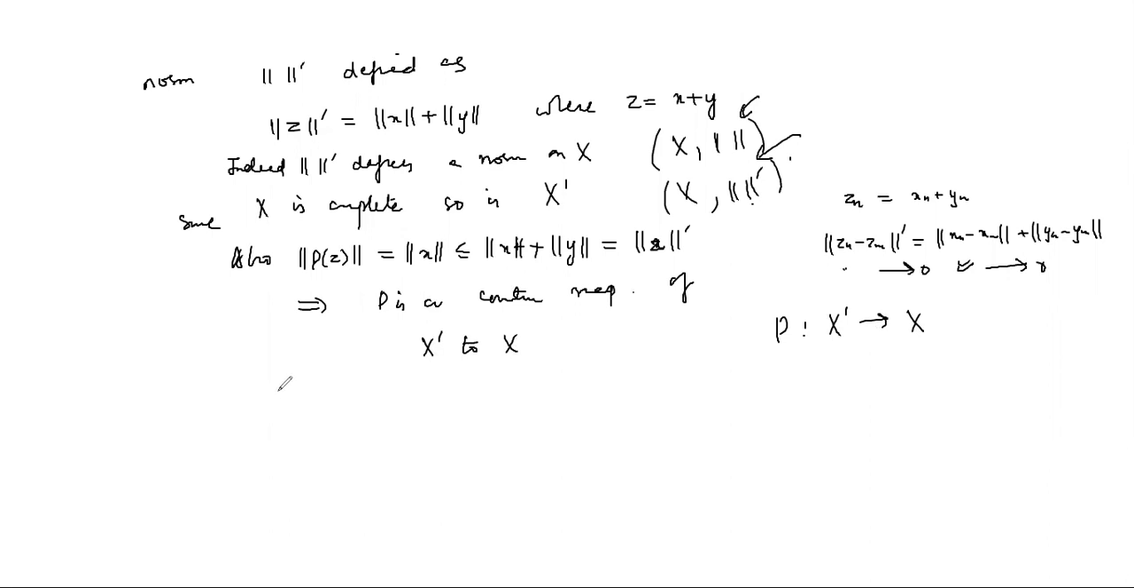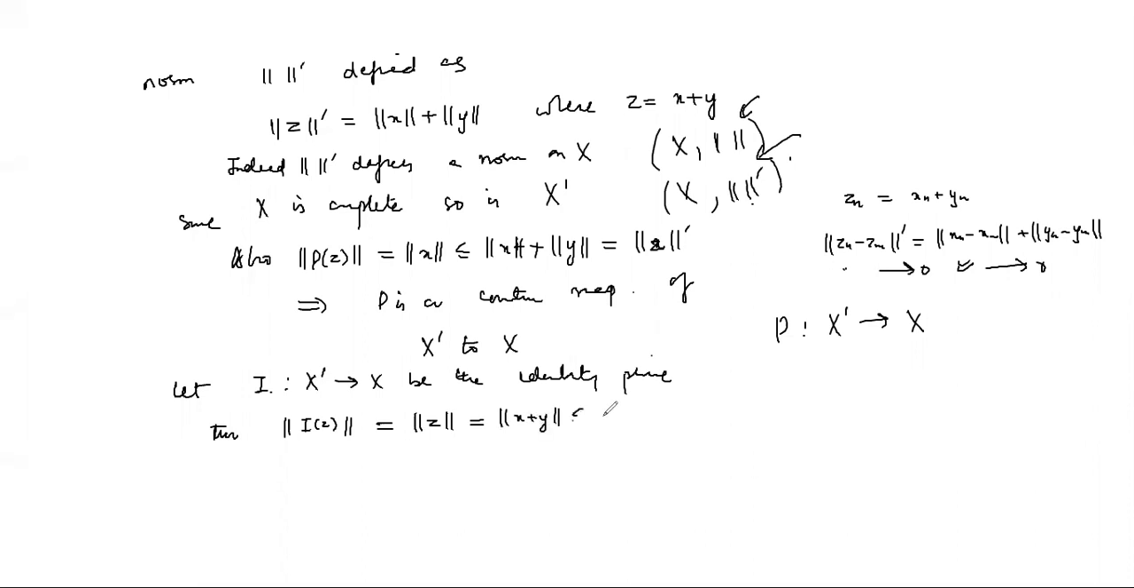So that is done, this is continuous. So p is a continuous map. Now let I be the identity map from x prime to x, but the norms are different, the sets are the same. So I take I of z, which is equal to norm of z, which is equal to, of course, norm of x plus y, which by definition is less than or equal to norm of x plus norm of y, but that is equal to norm of z prime. So which implies that I is continuous.